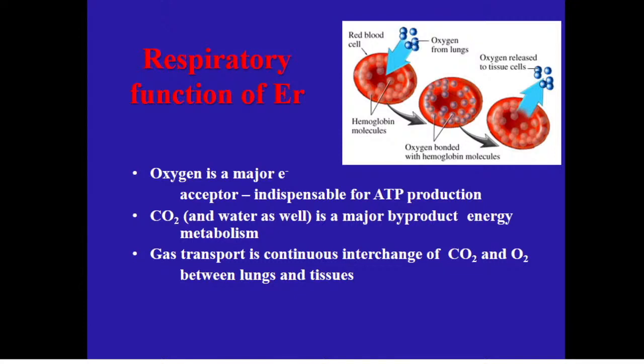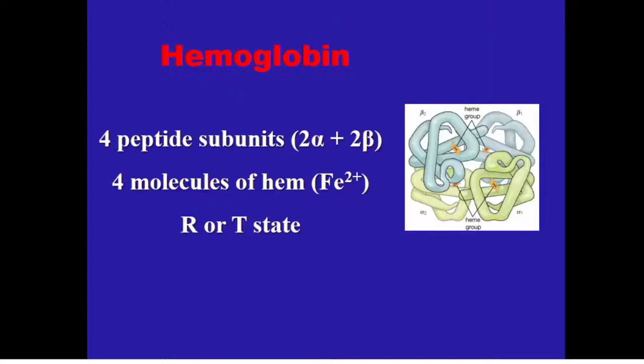Gas transport is a continuous interchange of CO2 and oxygen between lungs and tissues, and erythrocytes help in this process. The most important protein of erythrocytes for the transport of oxygen, of course, is hemoglobin. It is such an important protein, and it is very strange that part of the students cannot describe its structure correctly.